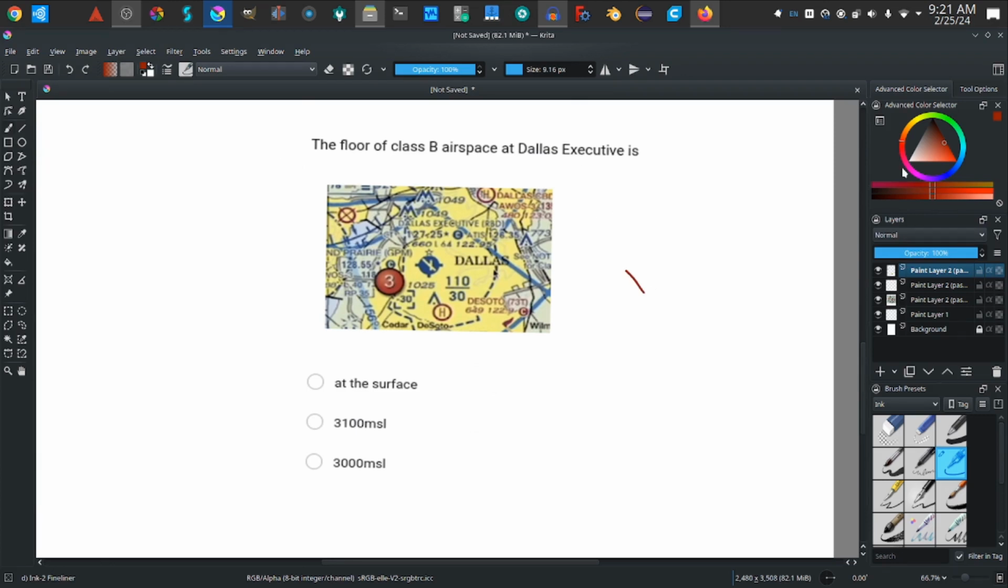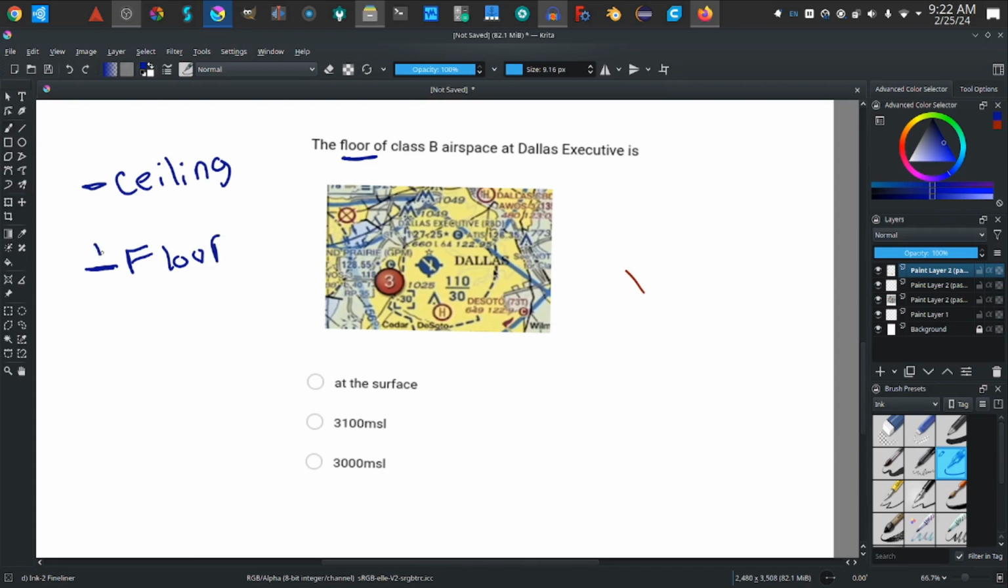Now, the floor. Let me change my color to a bluish color. It said the floor. So the floor is the bottom one. Here's my floor, and up here is my ceiling, because you got to know that vocabulary. It's going to be talking about floor and ceiling.